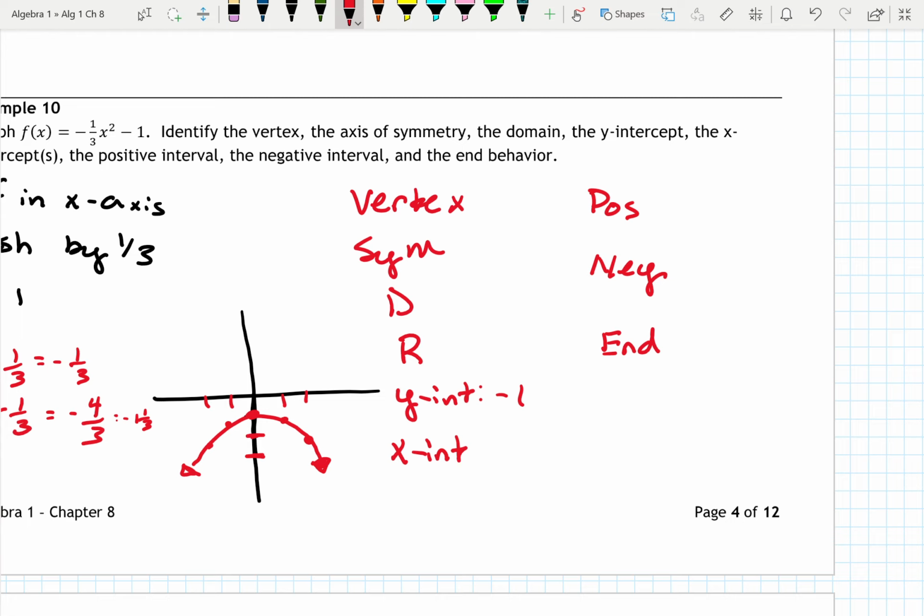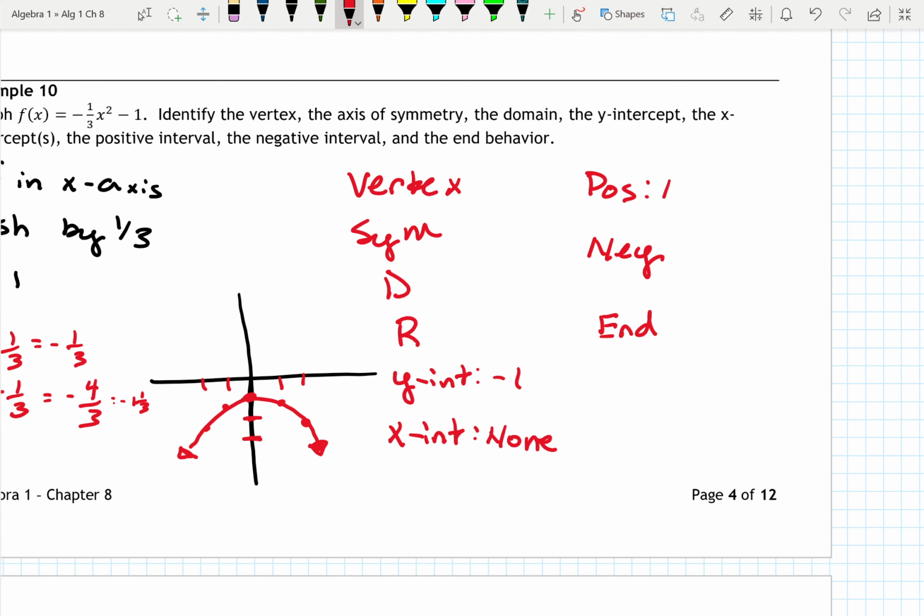Our x-intercept, we actually have none this time. It doesn't touch the x-axis. Our positive region, we have none. And then our negative region, it is always negative, so it's going to be all reals. And then you guys can get your end behavior. So make sure on this problem that you fill in your end behavior, your range, domain, symmetry, and vertex.